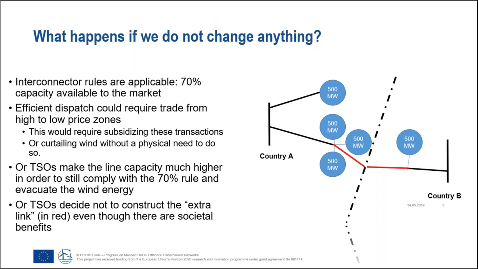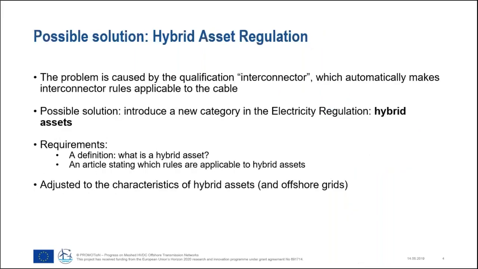Or ultimately, TSOs can decide not to construct the extra link, the one in red, even though there are societal benefits to it. So that would be a missed opportunity if TSOs would not build the red part of the cable, even though it would be a good idea from a societal point of view. So we need to change something. As Laurens mentioned, there are two solutions, the legal solution and the economic solution. The legal solution will be the topic of this presentation.